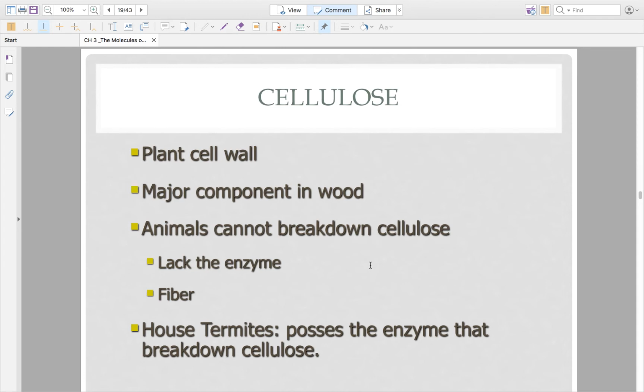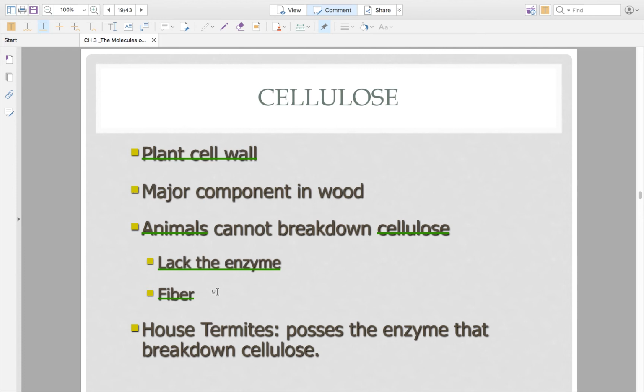What about cellulose? Cellulose was that triple chain held together with hydrogen bonds, and in fact, this component is found in plants, and it's also found in wood. It makes up the plant cell wall. That's what it does. Now, animals like us, we cannot break down cellulose. We lack the enzyme required to break down cellulose. Therefore, when we eat cellulose in our diet, it comes out as fiber.